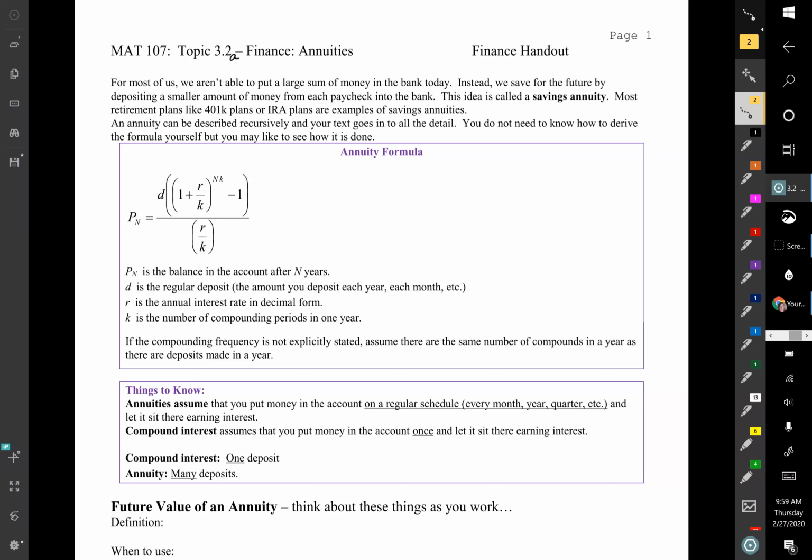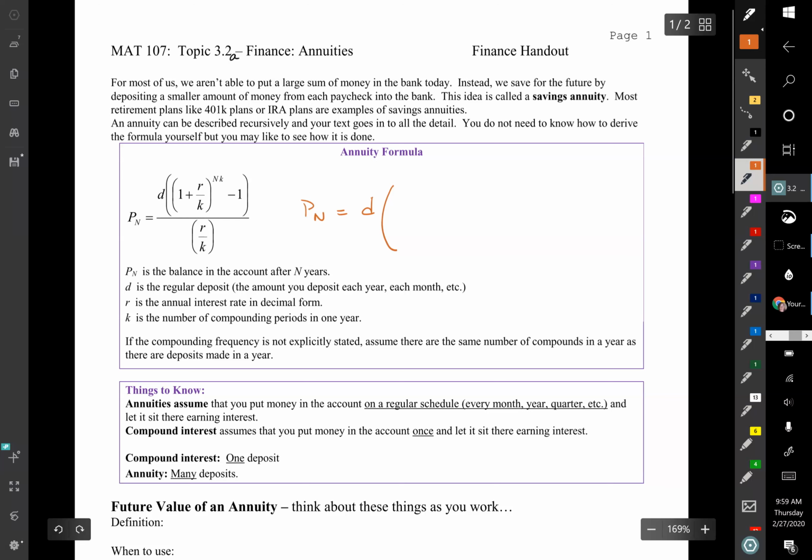And mathematically speaking, I just want to write an equivalency here. P sub N can also be written as D times all of this stuff in parentheses, 1 plus R over K to the NK minus 1, all divided by R over K. The use of the parentheses here is helpful when you're solving for D, like in one of the problems. That's just going to be easier to crunch the numbers that way.